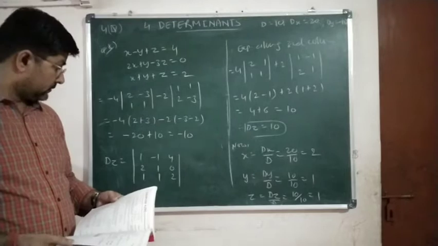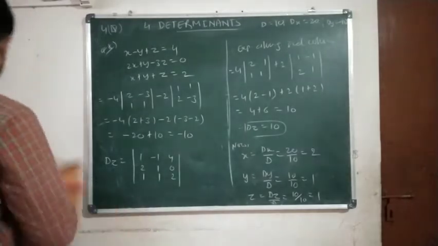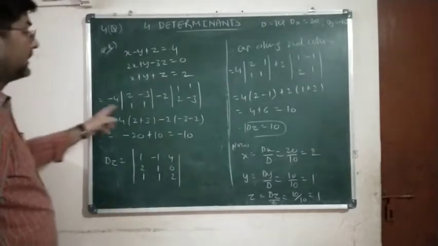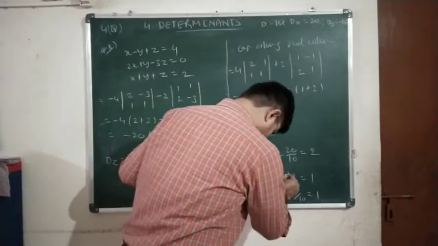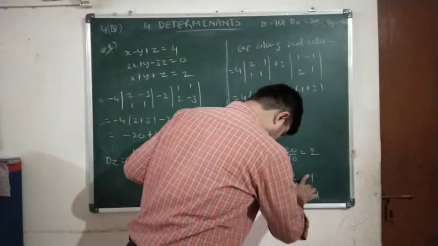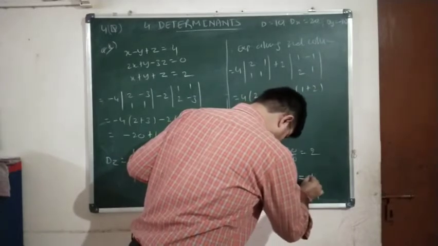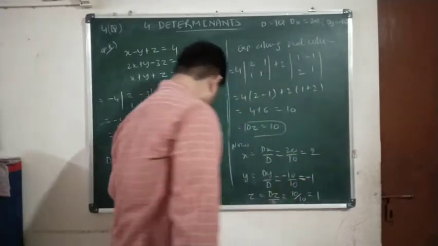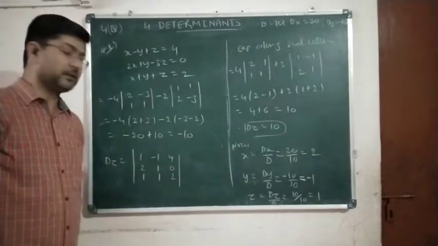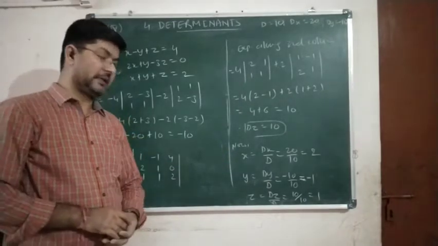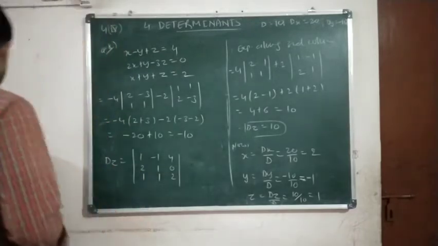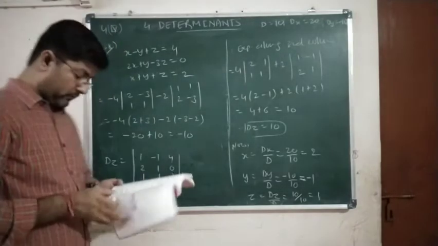Question number 8. Okay, so here some mistake we have done. Actually dy is minus 10, yes or no? So minus 1 will come. Clear? So let us make it minus, because value of dy is minus 10. So x is 2, y is minus 1 and z is 1. Okay, so question number 8 is over.